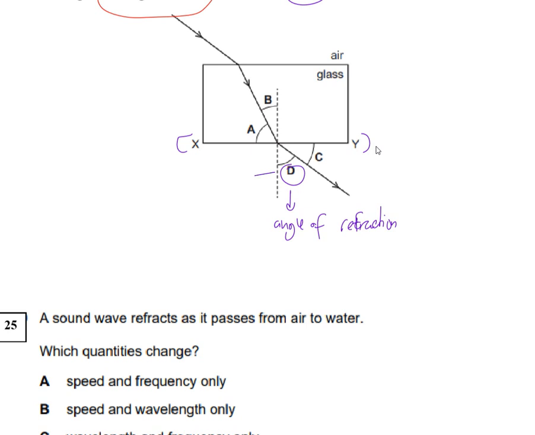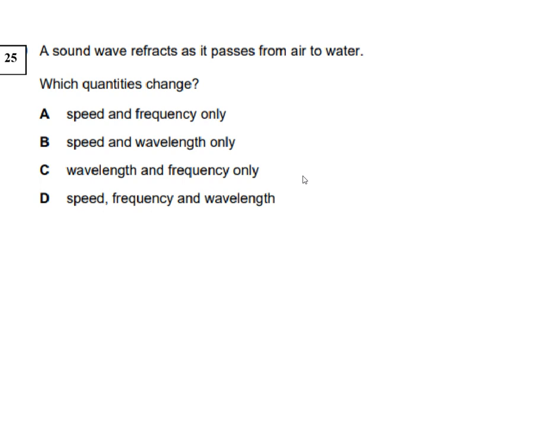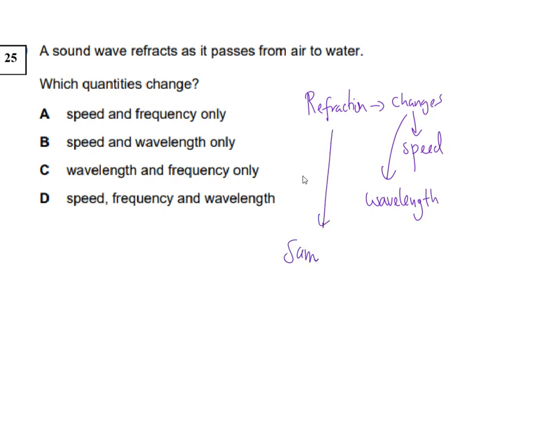Okay. Now the dotted line. What is the dotted line? The dotted line is the normal. Okay, so that is D. Now which one changes? Now here we go, so refraction. Whenever it's changing medium, what changes is the speed, and then the wavelength changes. What stays the same is the frequency. So therefore the answer is, no, no, no, B.